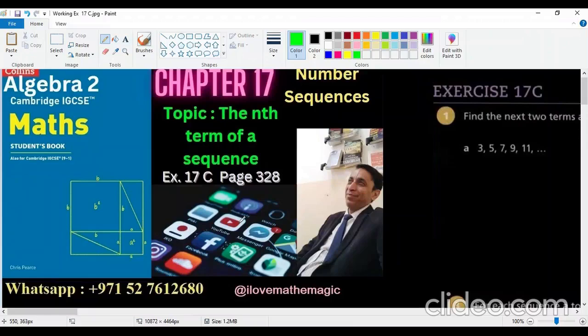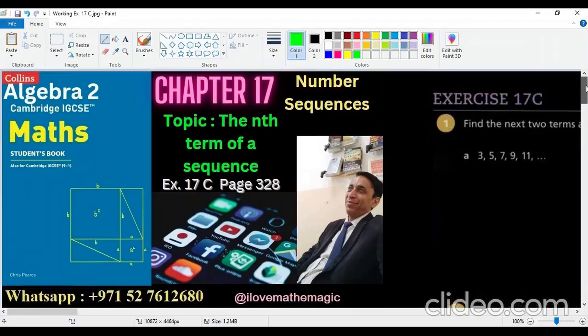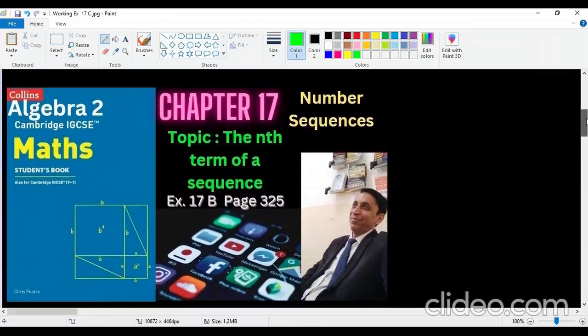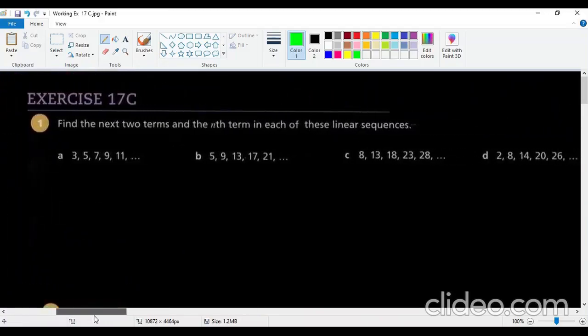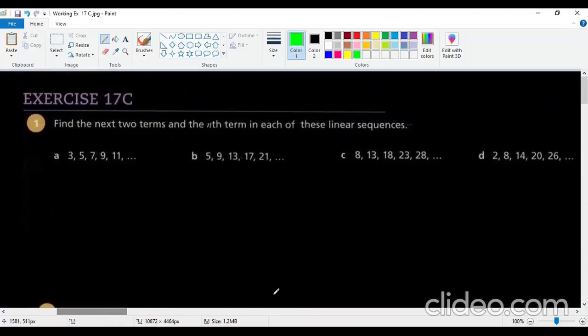Thank you. Hello everyone. This is exercise 17, the long awaited 17C. I've done exercise 17B, which was the same topic, but here we are going to go to the next level, which is finding the term rule when the sequence is given. In the previous video, the terms were given and we needed to find the term values. Here, the whole sequence is given and we need to find the nth term, which is the term rule. Let's see how we go with it.